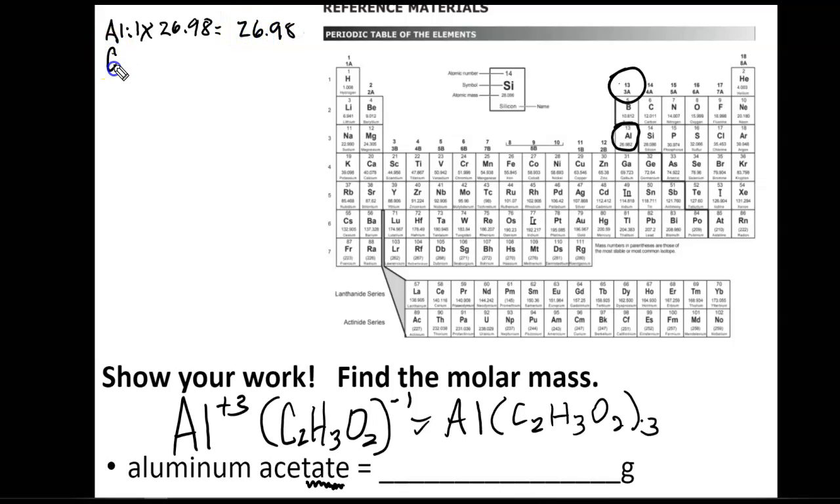And then for my carbon, I am going to have 3 times 2 times 12.01. And I got the 12.01 by looking up carbon's molar mass on the periodic table. So that's going to be 6 times 12.01, and that gives me 72.06. And then I'm going to go on to my hydrogen.